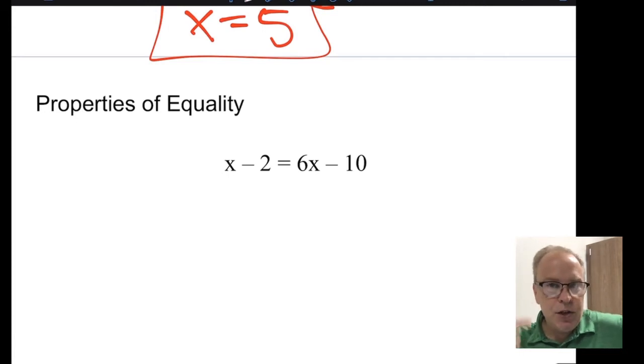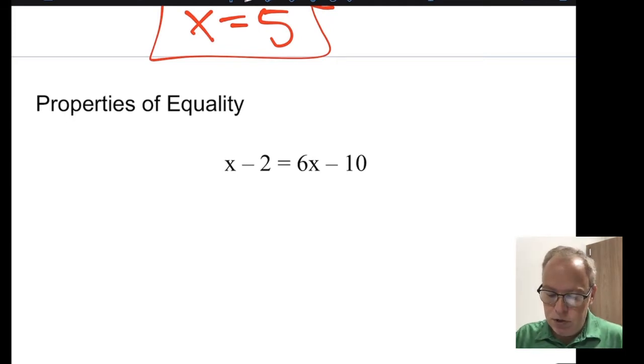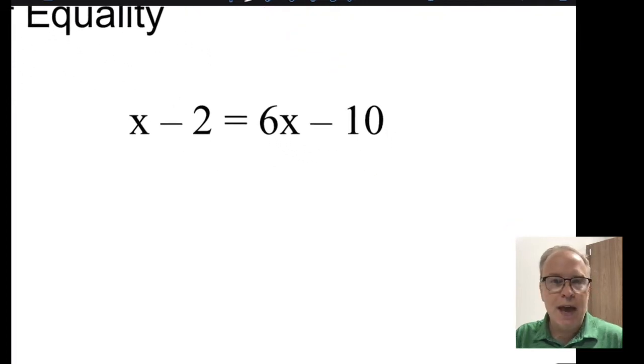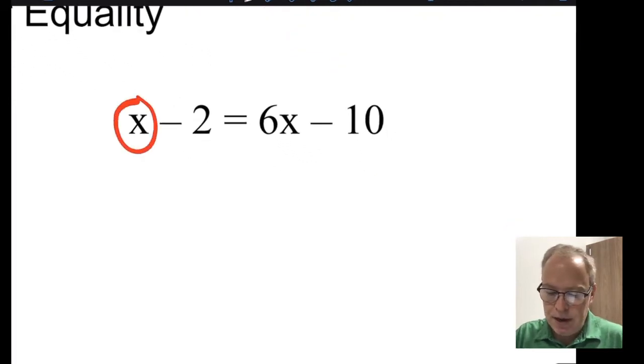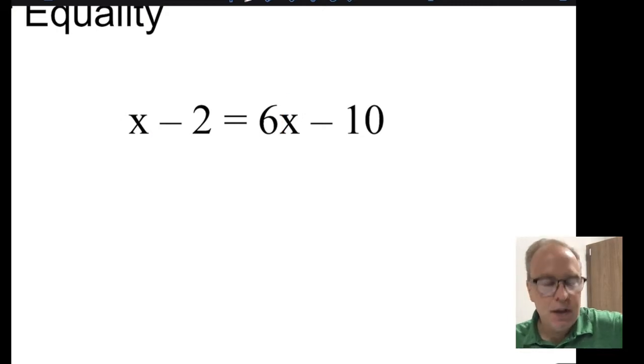So you can add, you can subtract, you can multiply, and you can divide on both sides. All right, so 4 different things. Trying to get my fingers in the camera here. So you can do the same thing on both sides. Now you can even remove baskets from both sides. So right here in this problem, we have a basket here and a basket here. So we can remove baskets from both sides.